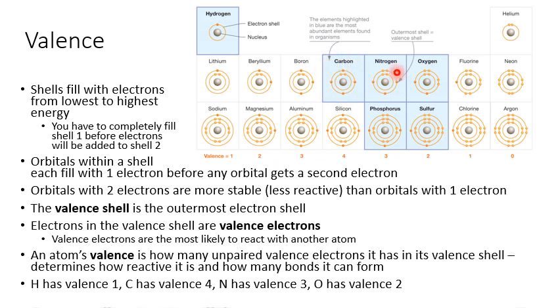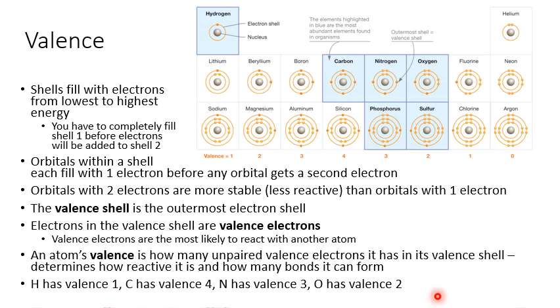If you look at nitrogen, in its valence shell, it has 1 pair, and then it has 3 unpaired valence electrons. So that means the valence of nitrogen is 3. For oxygen, it has 2 pairs in its valence shell, and it has 2 unpaired valence electrons. So its valence is 2.